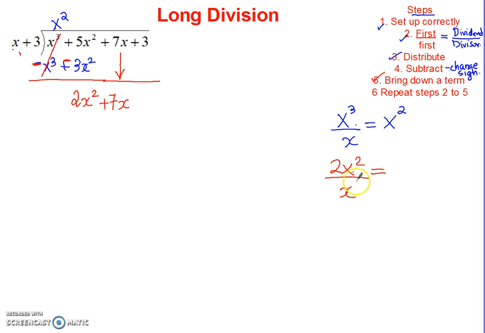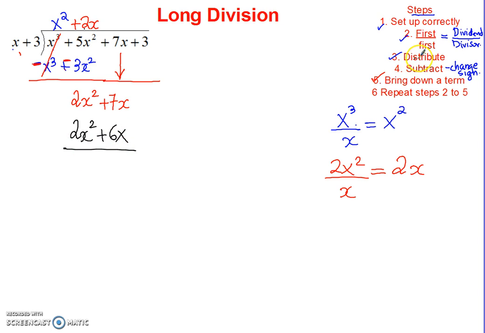So when x and x cancel, you get your answer as 2x, positive 2x. So you put plus 2x here. Now we have to distribute. So 2x squared times x is 2x squared. 2 times positive 3 is positive 6, and you have an x.